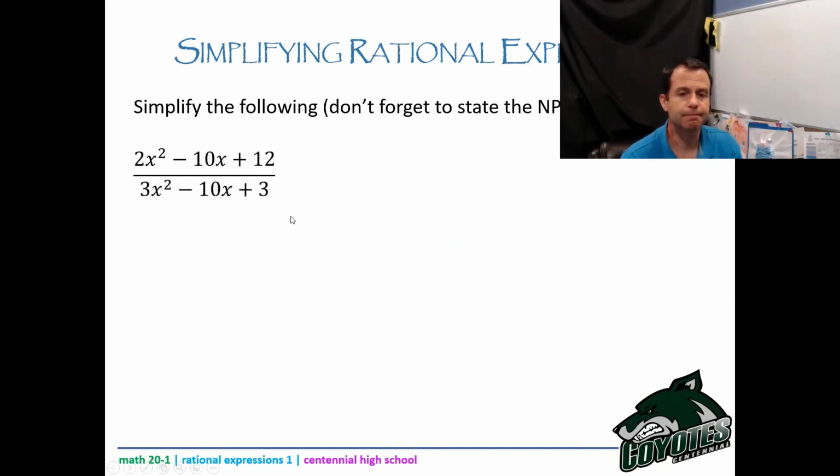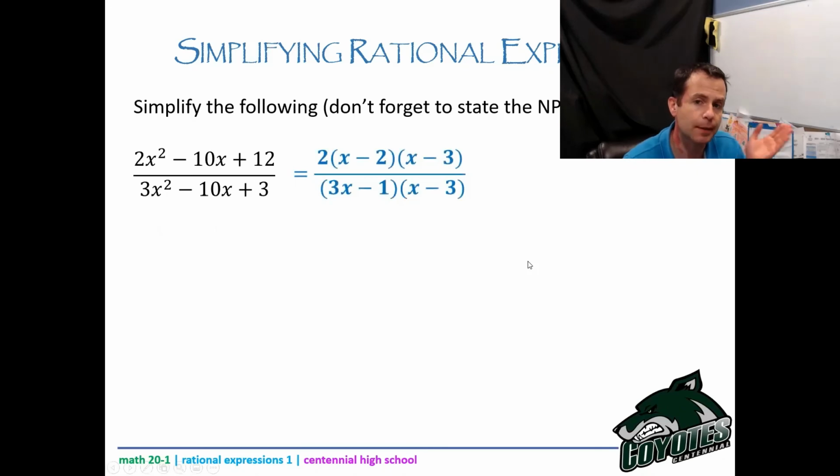Let's try this one. For this one, I'm not going to walk you through the factoring. I want you to do it by yourself, and I'm going to show you the final product. Pause me, get it all done, and then come back and we'll compare notes. You should have ended up with 2 times x minus 2 times x minus 3 all over 3x minus 1 times x minus 3.